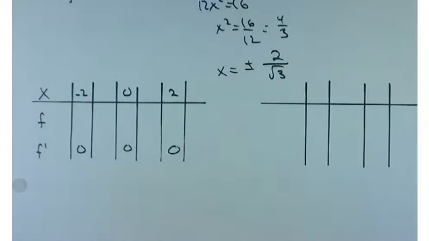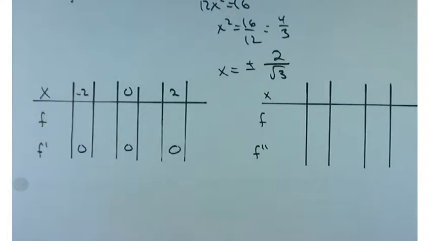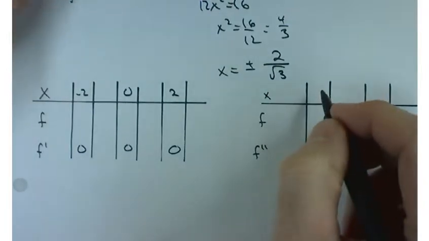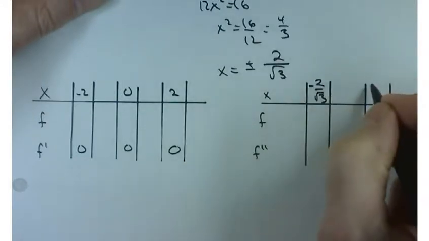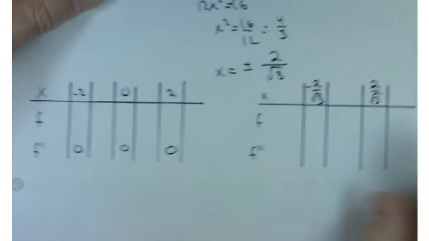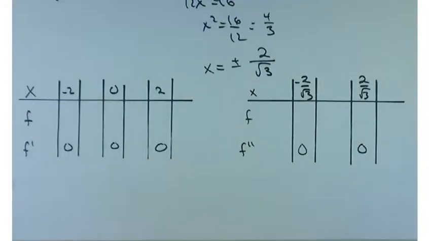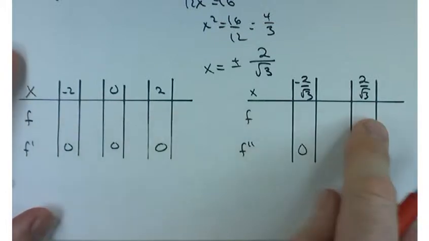And we'll do likewise over here. X, F, and F double prime. And let's see here. We have points at 2 over the square root of 3. It's going to be -2 over the square root of 3 and 2 over the square root of 3. I'm going to put those into F double prime. I have zeros there and there. Let's put things into our function and find what these points are here.